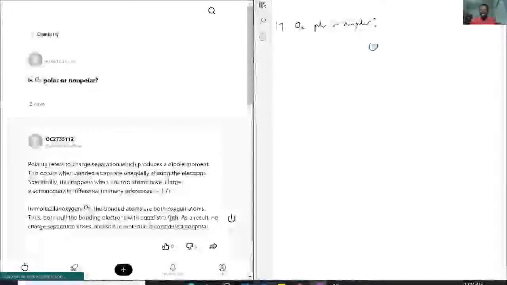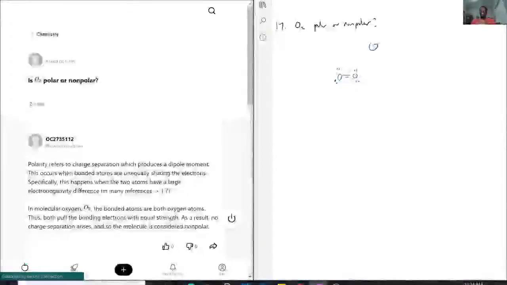Even though it has lone pairs, if you were to draw the Lewis structure, you see that it's double bonded to each other. Okay, and it looks something like this. Because the bond itself is nonpolar, because of the fact that the oxygens both have the same electronegativity, we just say O2 is nonpolar.